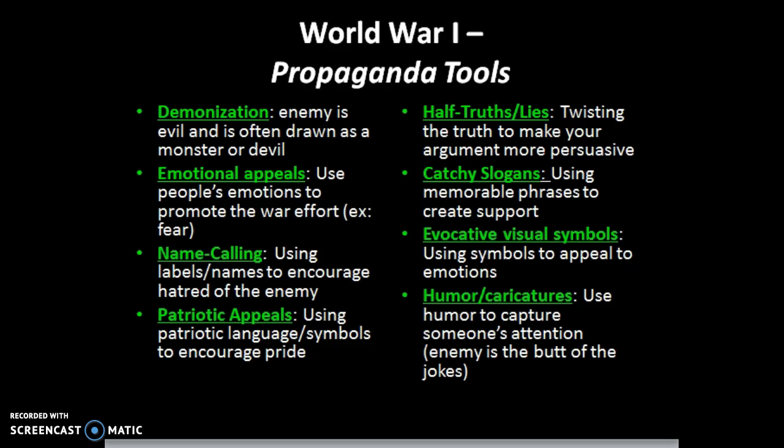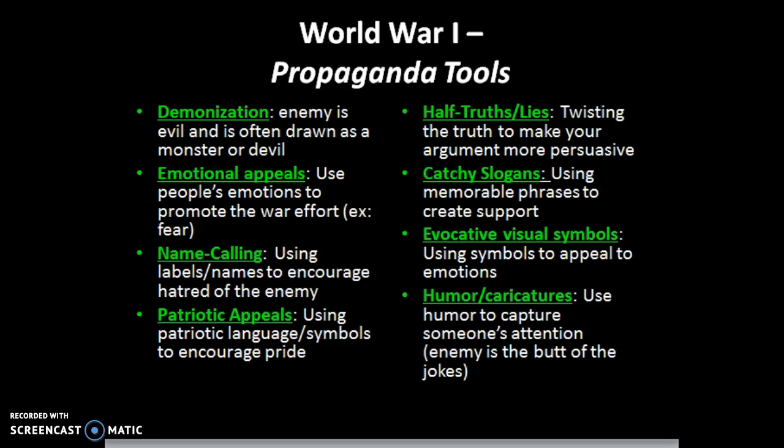The first one is demonization, where you're trying to make the enemy look like the devil or make them evil. Number 2 is emotional appeals, where you try to touch people's emotions to get them to do what you want. Name calling for the enemy is a tool of propaganda. Patriotic appeals is something else. You'll see a lot of posters that have flags and symbols that represent our country in them, and that's to appeal to everyone's good Americanness, I guess.